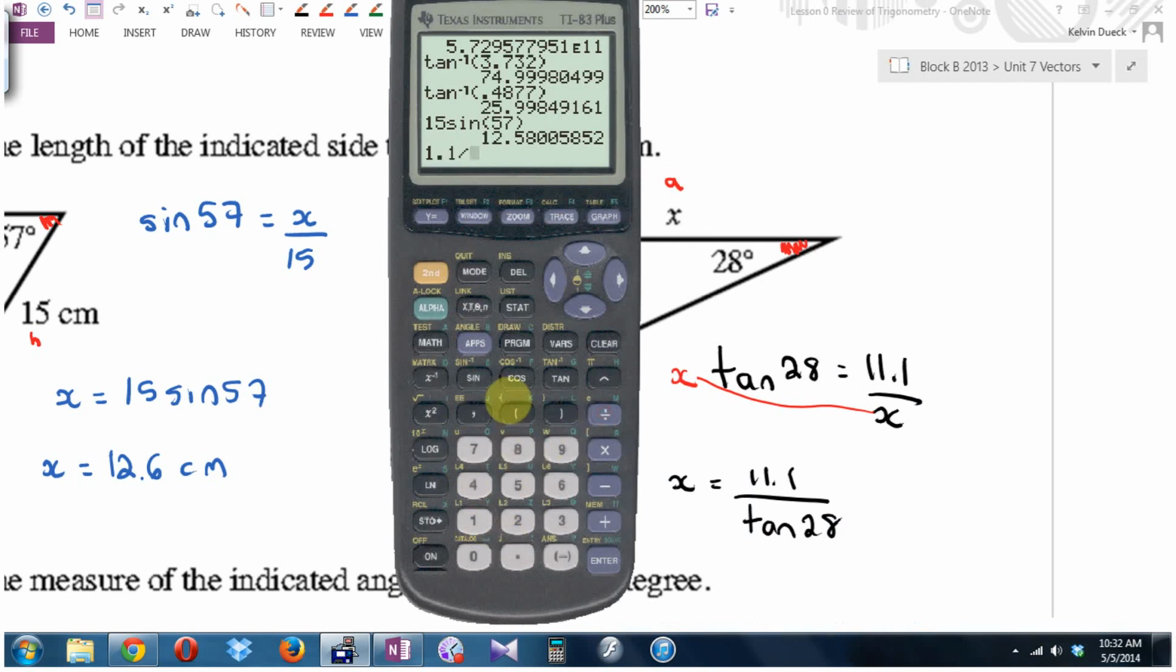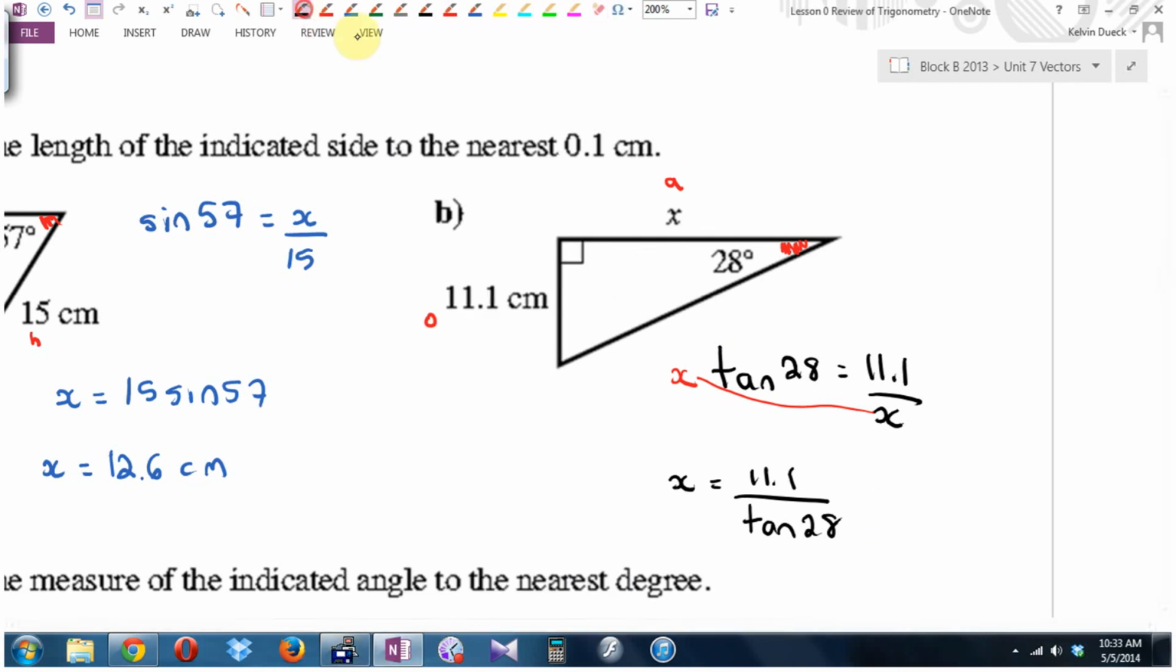11.1 divided by tan 28. And I get 2.1, I guess? Yeah? Oh, I typed that in wrong. 11.1 divided by tan 28. I get 20.9? Centimeters.